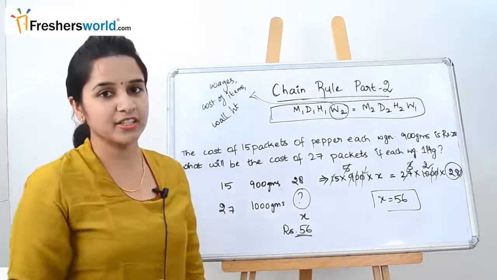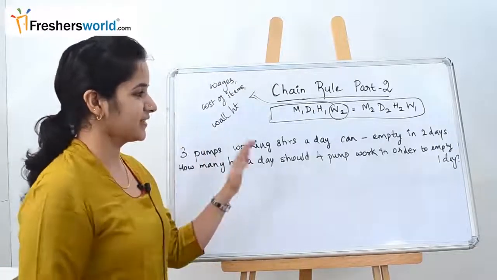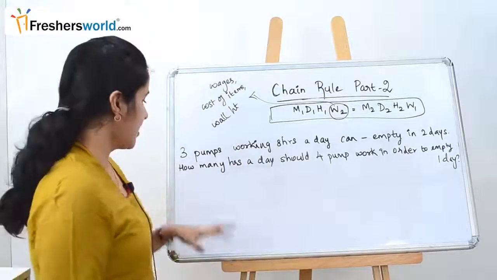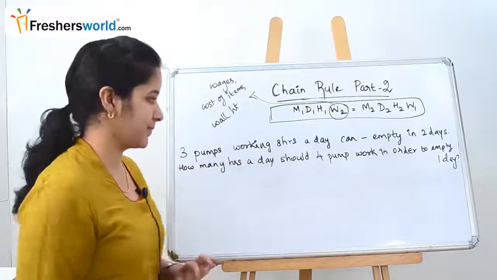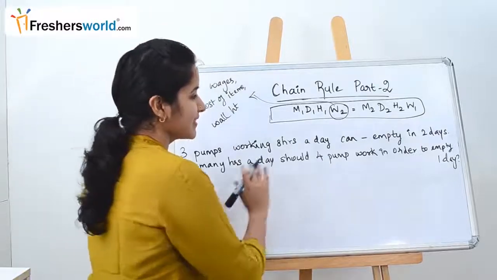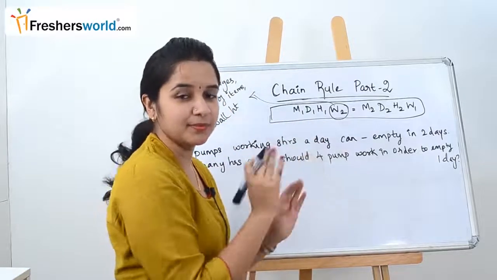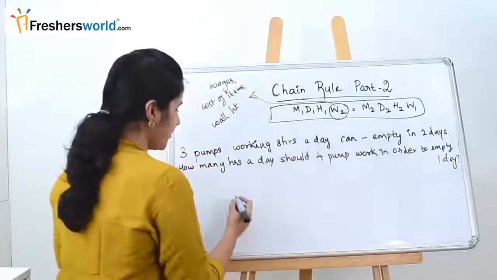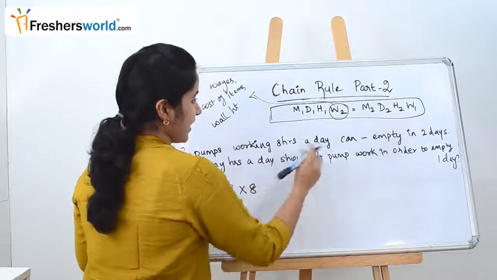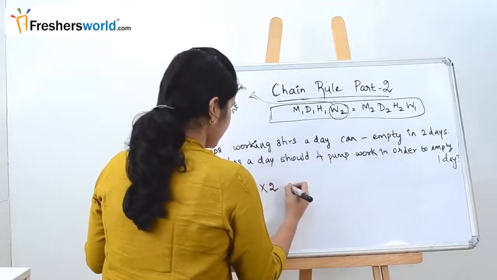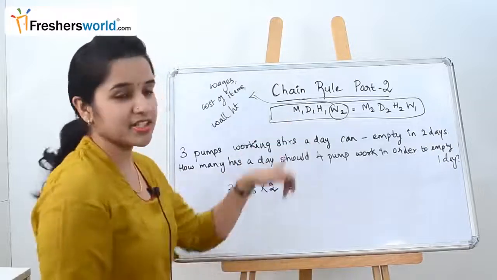So let's just solve another sum. The next question that they have given is 3 pumps working 8 hours a day can empty a tank in 2 days. How many hours a day should 4 pumps work in order to empty it in 1 day? So here you can see it's just a simple straightforward question where you don't have to manipulate between both the lines of the question. So what do you do here? 3 pumps working 8 hours a day can empty a tank in 2 days, which is equal to how many hours a day? Why are we not interchanging it here?